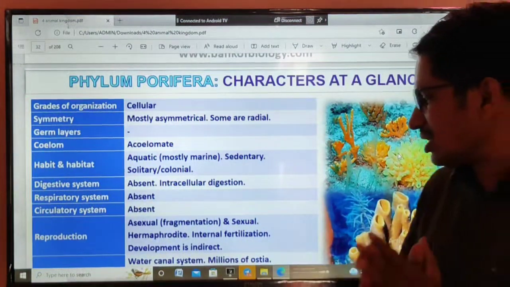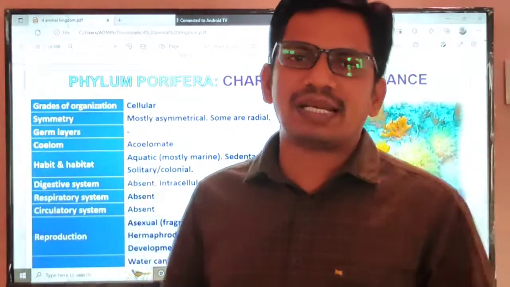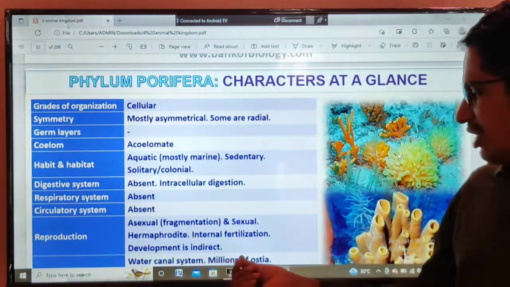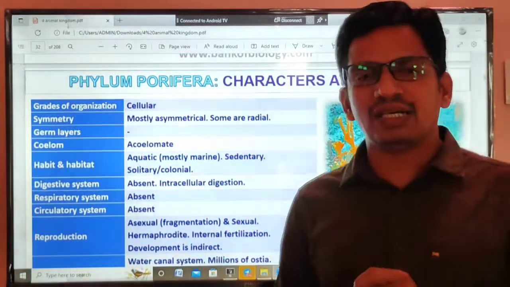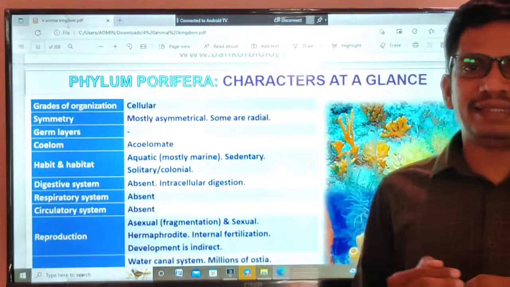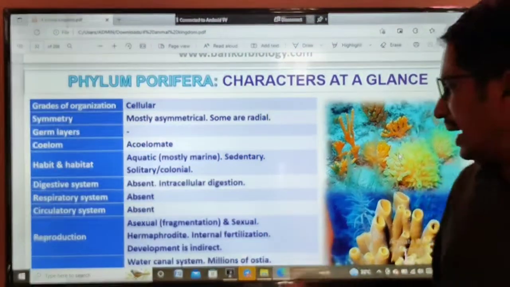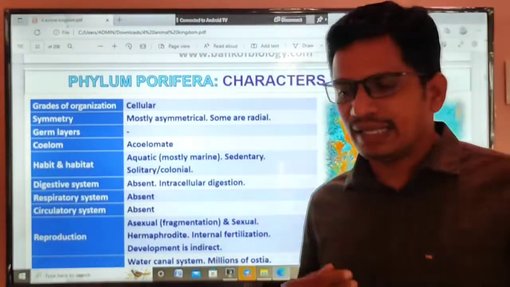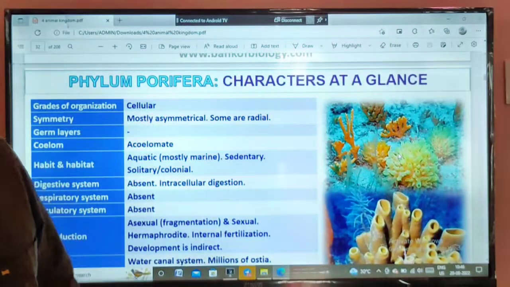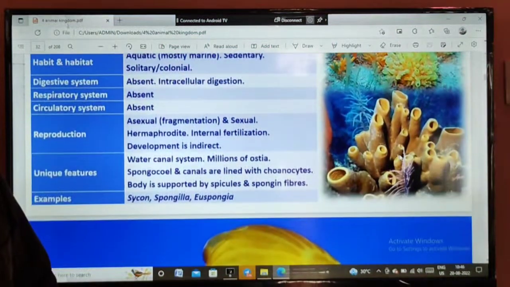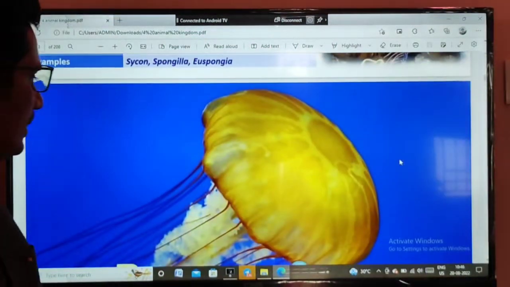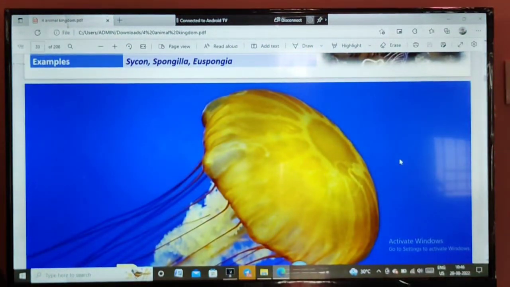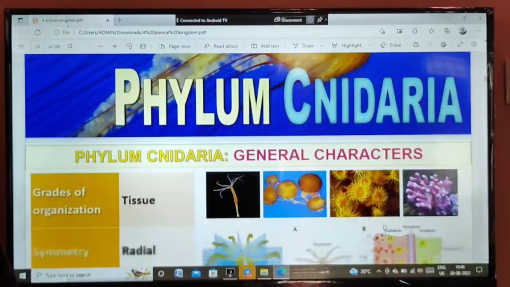And a water canal system is there. This is one of the special types of system. All over the body there are minute pores, which we call the ostia. Through the ostia, water enters into the spongocoel, and the spongocoel has an opening, the osculum, through which water is sent out. That's the main character of the poriferans. Cycon, spongilla and euspongia are the common examples of this phylum.